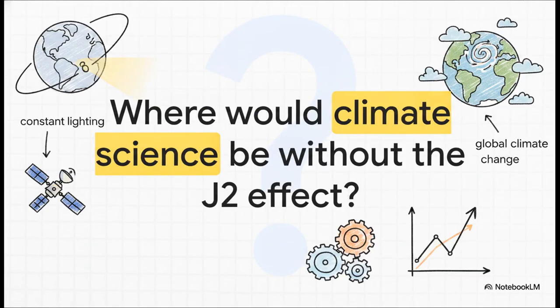Which brings me to a final thought I really want to leave you with today. If engineers hadn't figured out how to harness this bizarre quirk of physics, if they didn't utilize the J2 effect caused by Earth's slightly flattened poles to achieve constant lighting, how far behind would our understanding of global climate change be today? Think about that the next time you see a satellite image of our beautiful, changing planet. It's not just a camera in space, it is an absolute masterpiece of orbital physics.